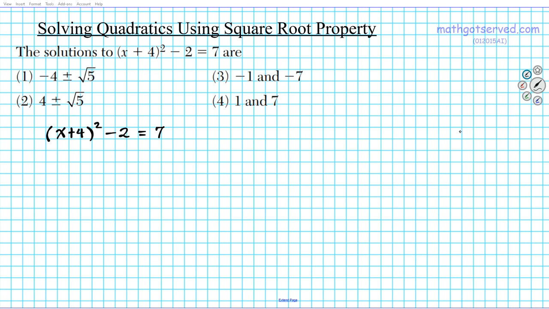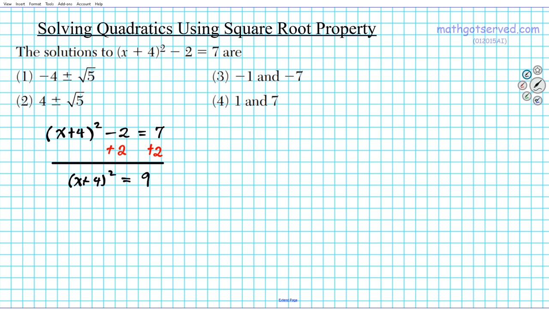To do this, the goal is to isolate the variable that's squared, or that's been attached to another constant as a quantity squared. And then we use the square root property to eliminate the square. So the goal here is to isolate x plus 4 raised to the second power. To do that, we're going to add 2 to both sides of the equation. When we do that, this equation yields the quantity x plus 4 squared equals 9.